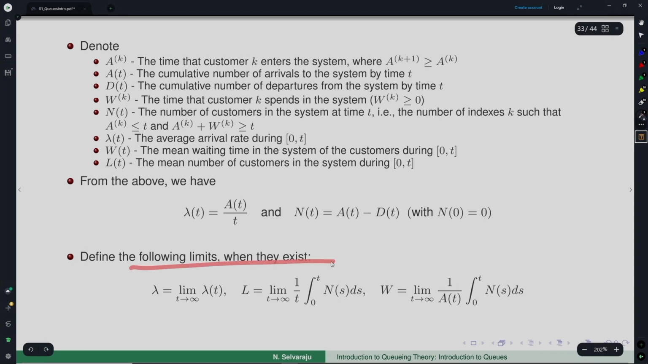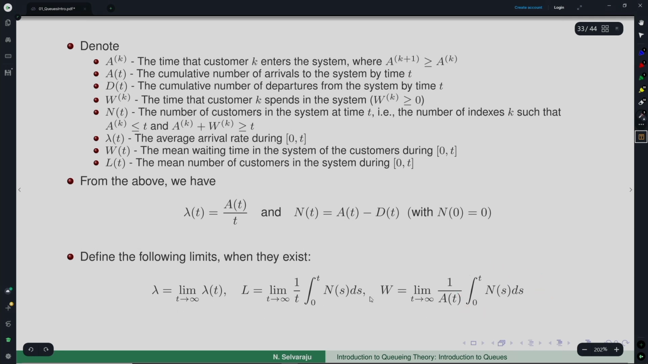Now, we will also define the following limits, whenever they exist, right. So, this lambda of t, as t tends to infinity, converges to some lambda. And this quantity, N of s is the number at time s, and you sum over it; the integral is nothing but a sum, right. So, you sum over this N of s and divide by t, and that would give you the L, which is the mean number in the system, in some sense, right. And this is basically W, which we are denoting by this. Okay, we will understand how exactly it comes to this.